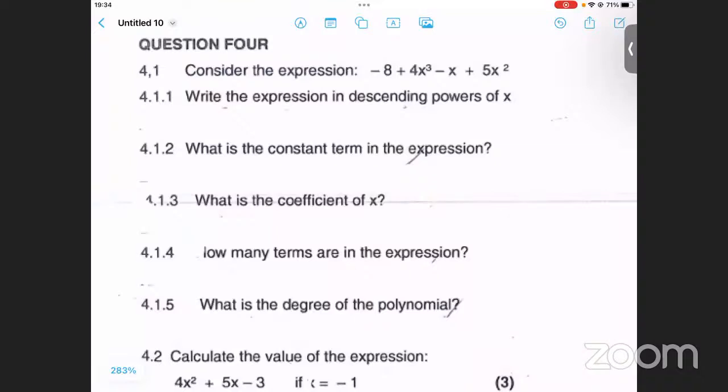So we have a question. They say, consider the expression -8 plus 4x cubed minus x plus 5x squared. And remember, when they say consider, that means for the whole of question 4.1, our answers must be based on that expression. They say write the expression in descending powers of x. How are we going to write this, Nikki?